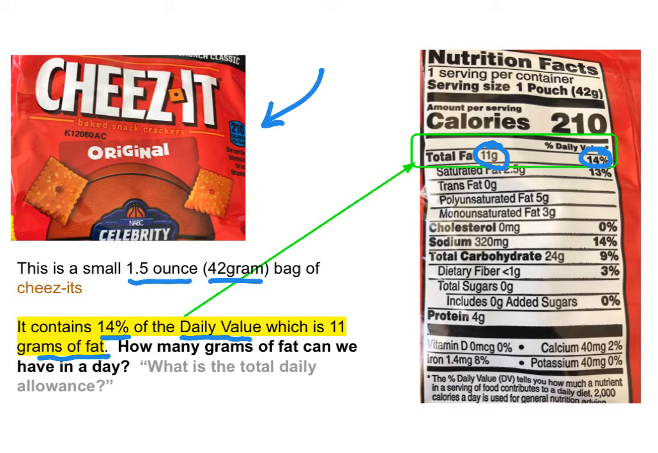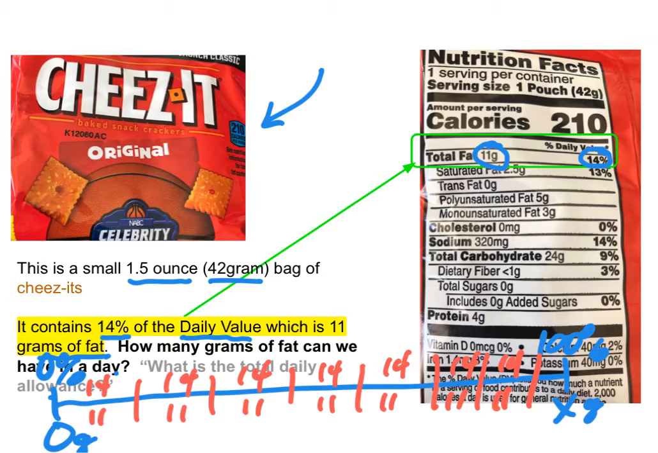We would like to know how many grams of fat can we have a day, or what is the total daily allowance or value. A good way to start this problem would be to build a diagram to help us understand about where our answer should be. So make an estimate. So we're going to try and count by 14s until we get close to 100%.